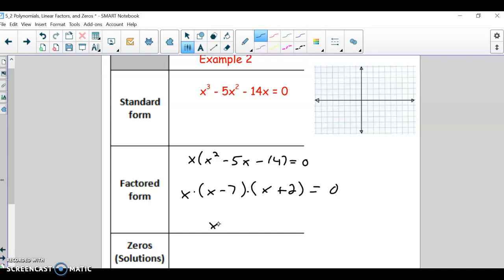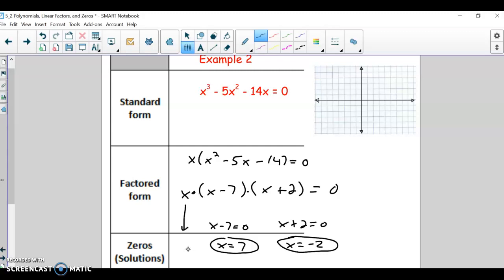So hopefully you can figure out if you set x minus 7 to 0, one answer is 7. And x plus 2, set that to 0, and then you get an answer of negative 2. And then the last one is kind of weird, because again, there should be 3 answers if it's an x cubed. Is this times x?